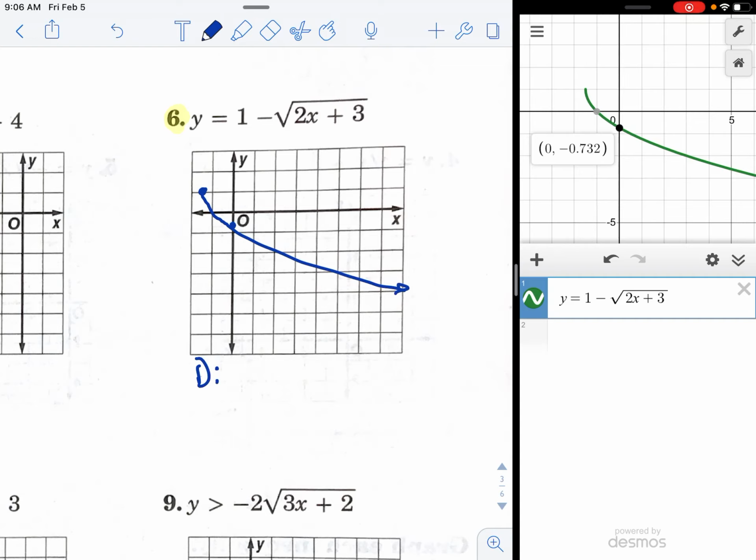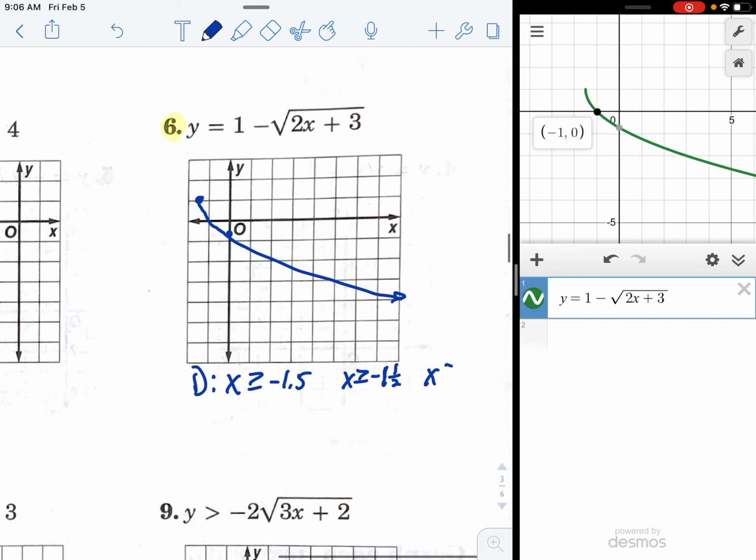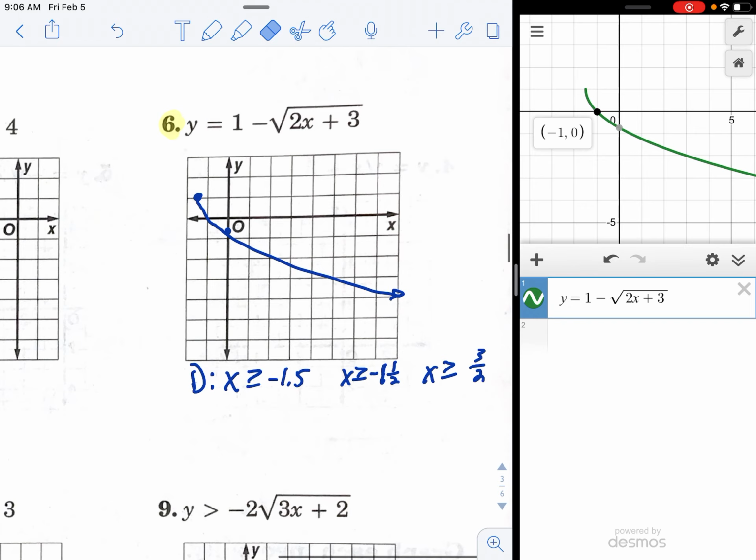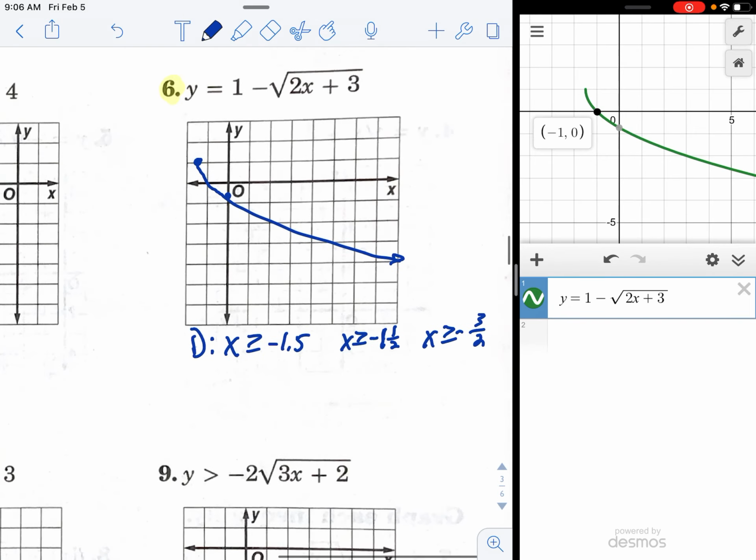The domain, the x values. So the x coordinate of that endpoint is negative 1.5. So I'm going to put x is greater than or equal to negative 1.5. Now what's negative 1.5? That's the same thing as negative 1 and a half, or negative 3/2. Negative 1 1/2 and negative 3/2 is the same thing. So I'm guessing the answer key, since the last one did an improper fraction, they're probably going to use this one, which has an improper fraction.